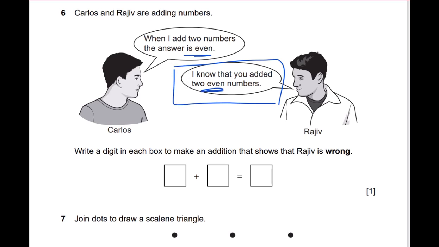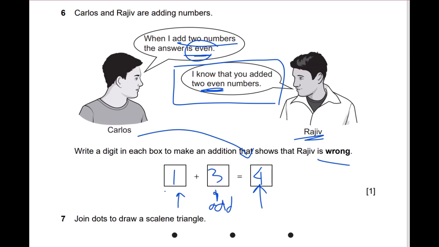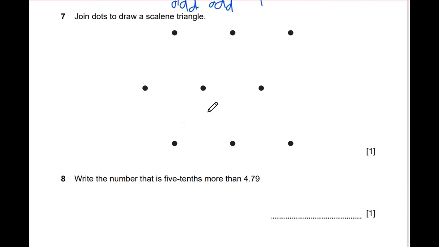This is even. We have to prove that Rajiv is wrong. So we take odd numbers, let's say 1 and 3. 1 and 3 make 4. So I added 2 numbers and the answer is even. 4 is even. That's what Carlos says. And Rajiv is wrong since the 2 numbers are odd. Alright, odd numbers. Okay, next, number 7.